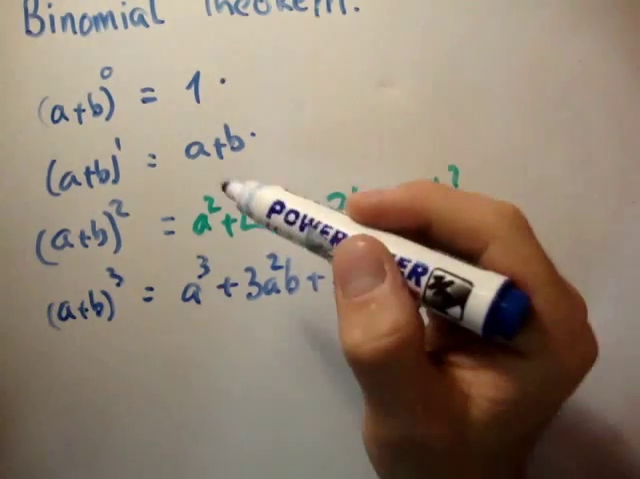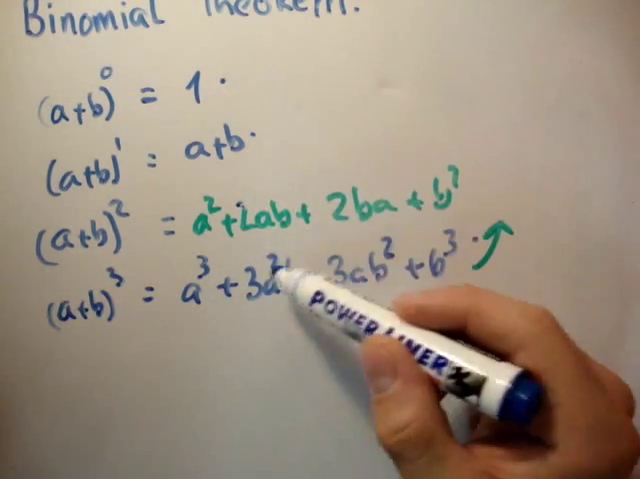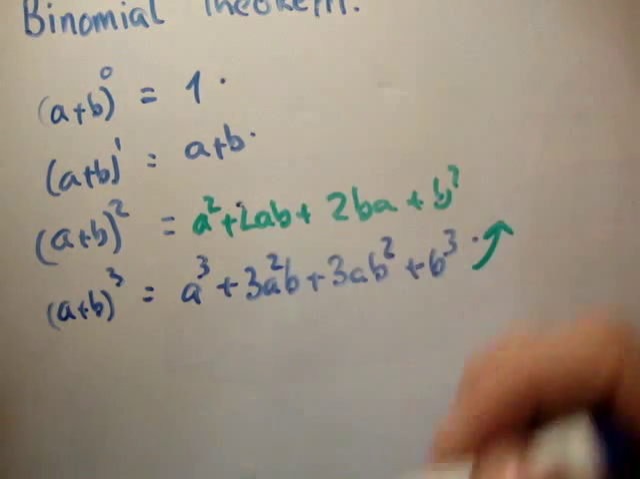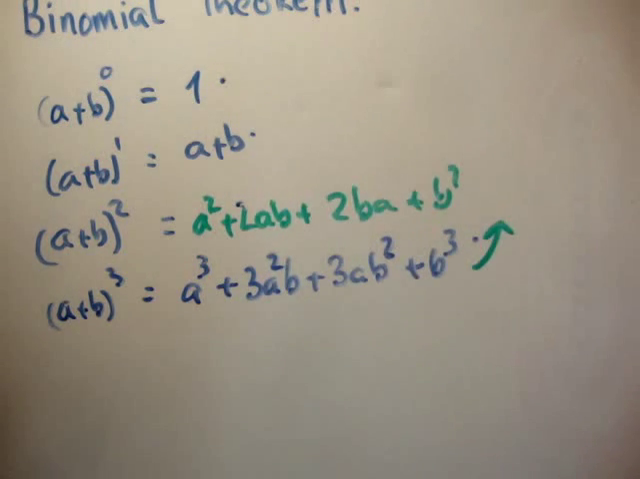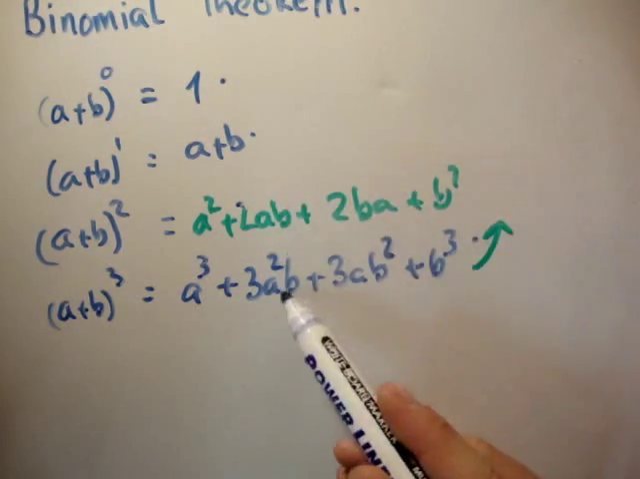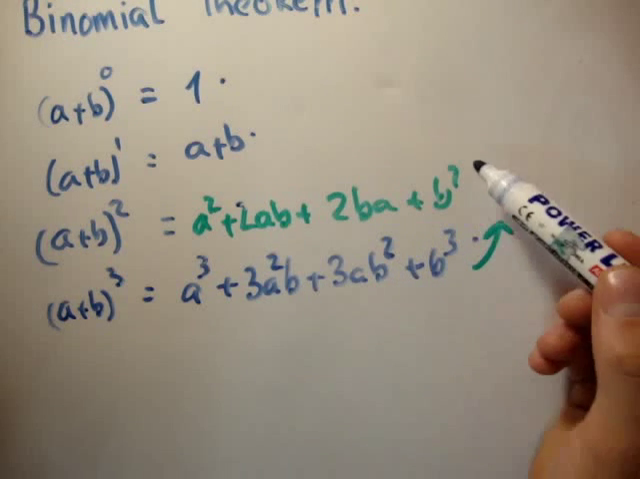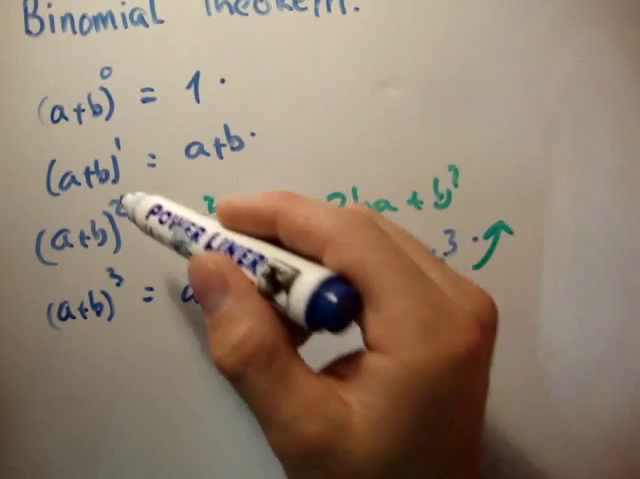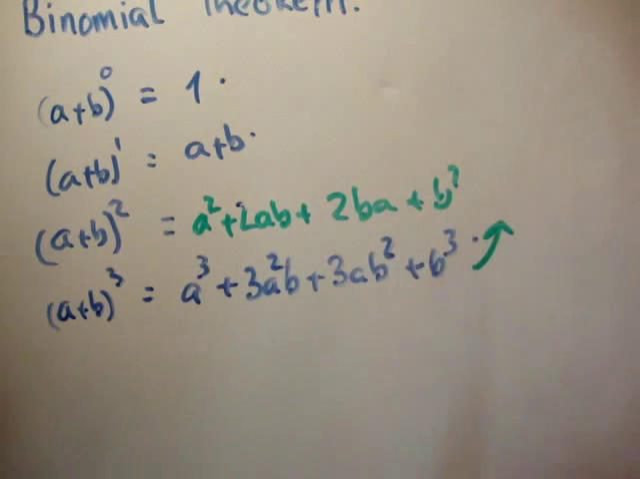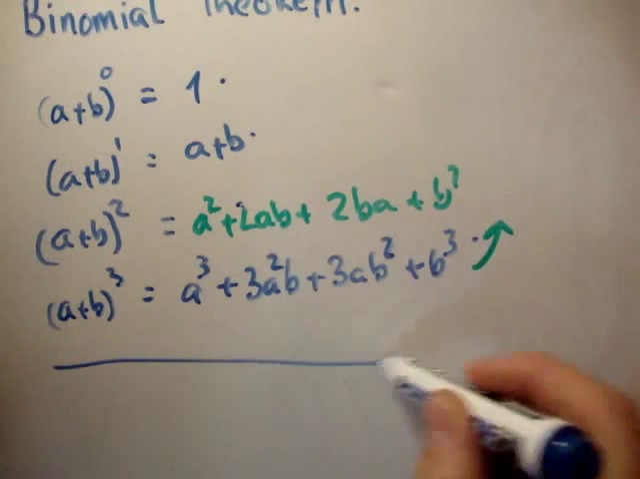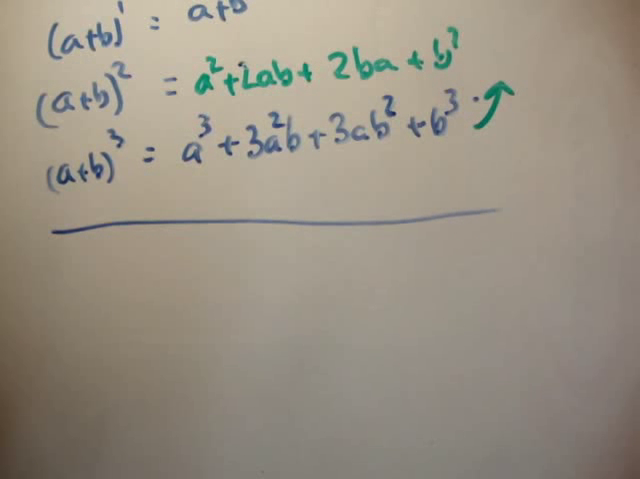Where, like, let's say, look, we have 2 and 2, 3 and 3, 1 and 1. Alright? We have ABBA, ABBA. And the power seems to be dropping and dropping, or raising and raising, depending which way you seem to be going. So there's definitely some form of a pattern. So I'm going to show you what the pattern is.